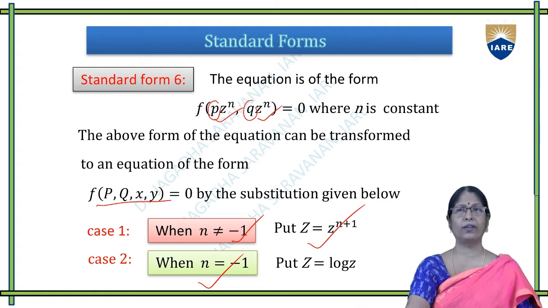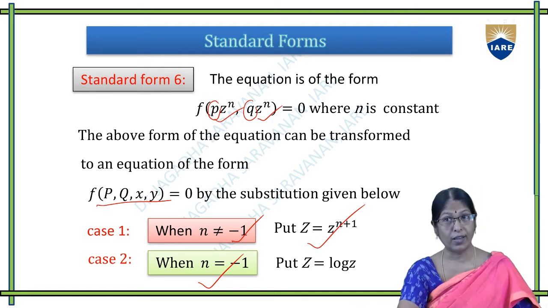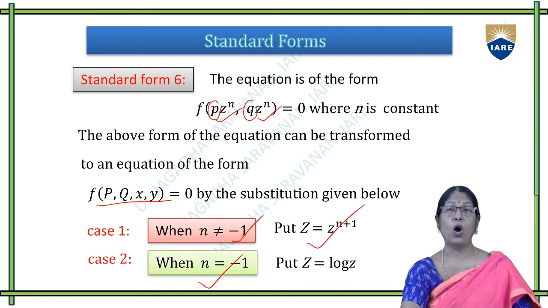So far we have completely discussed the 6 standard forms: 1, 2, 3, 4, 5, 6. How to identify the 6 standard forms, how to differentiate among them, and after differentiating, what steps are to be followed for each standard form. That also we have seen so far. Now, based on this, we will move to problem solving.